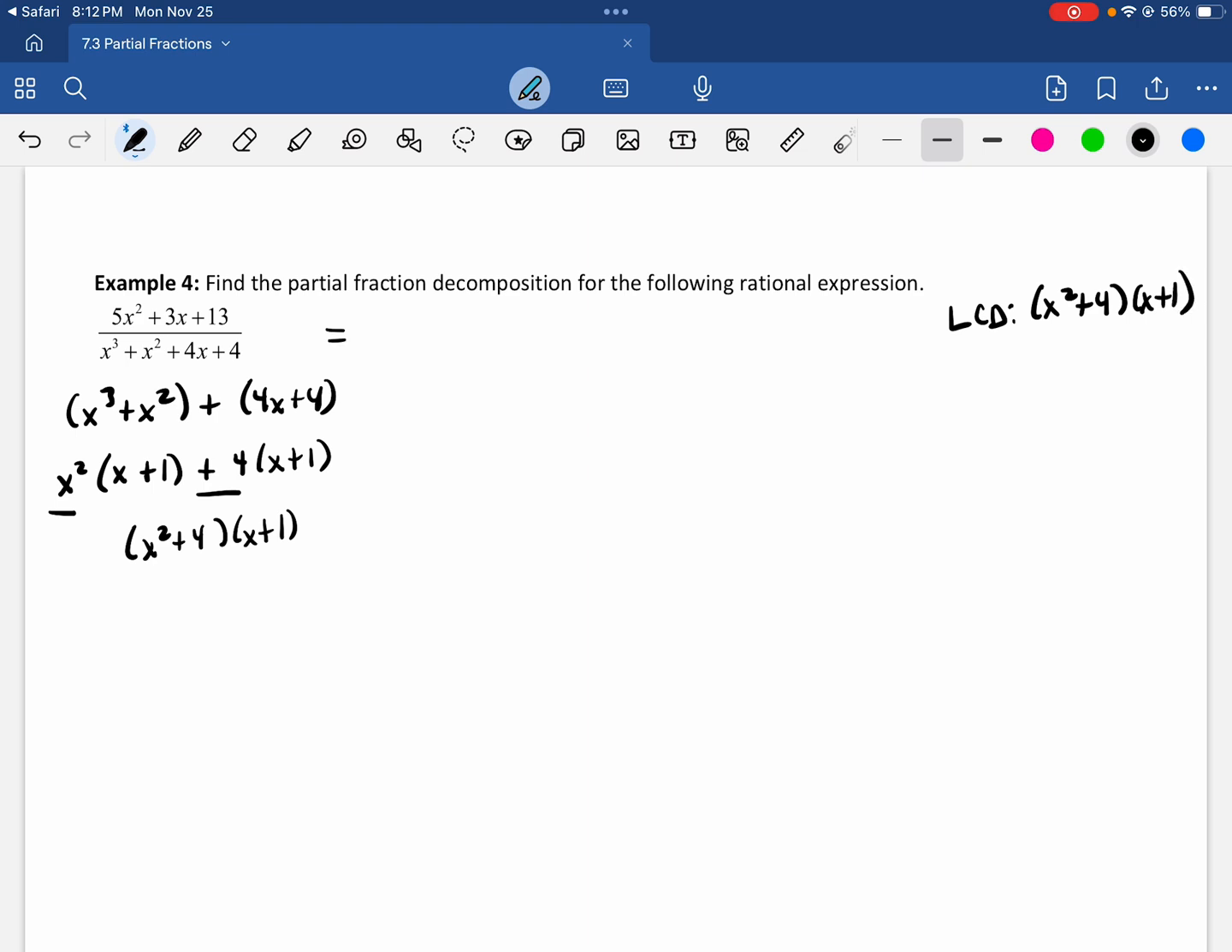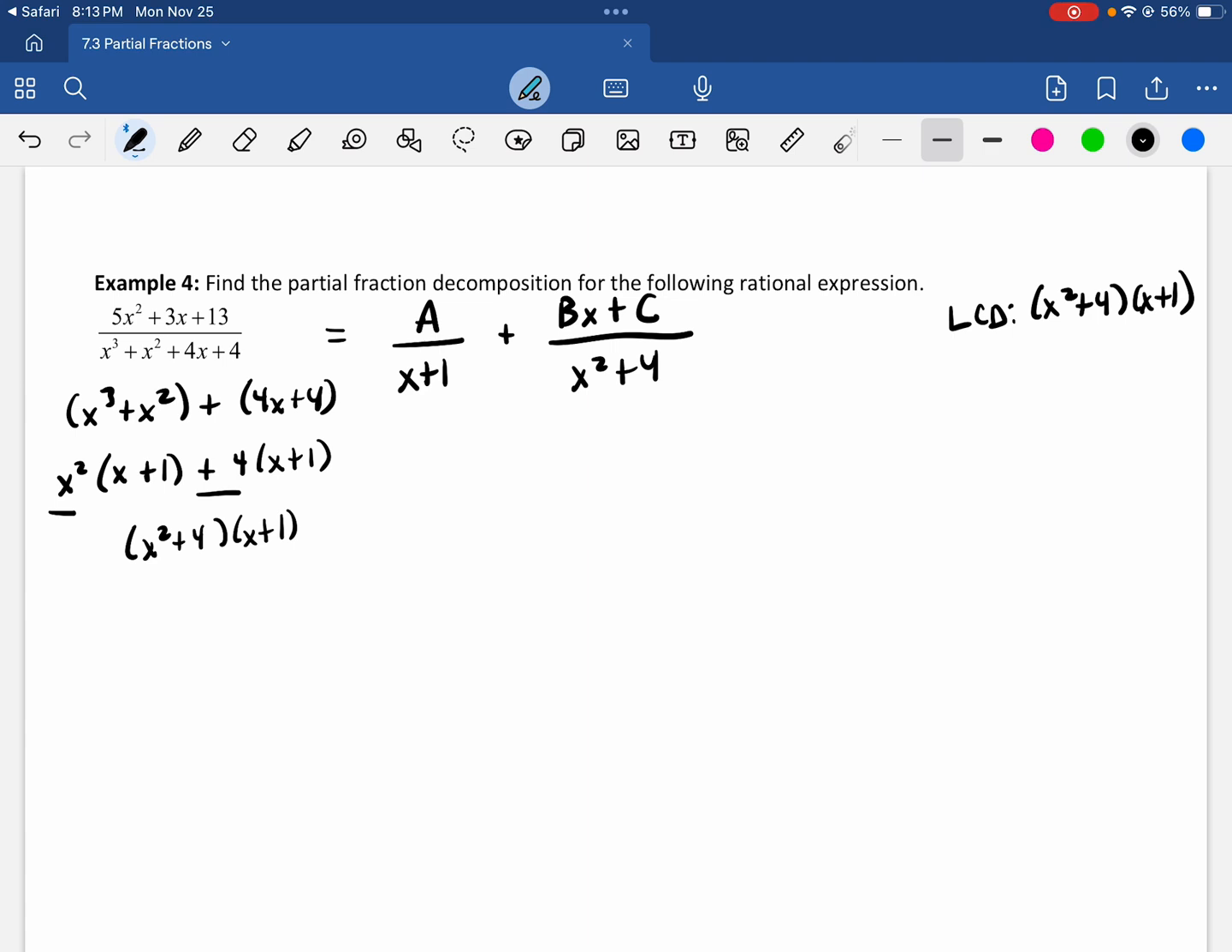So then my partial fractions are going to have 2 parts to them. The first one is going to go with that x plus 1. And then the second one, this one's a little bit different, all right? This time, because that's an x squared plus 4, it has to have a linear numerator. And that linear numerator is going to be of the form bx plus c, over x squared plus 4.